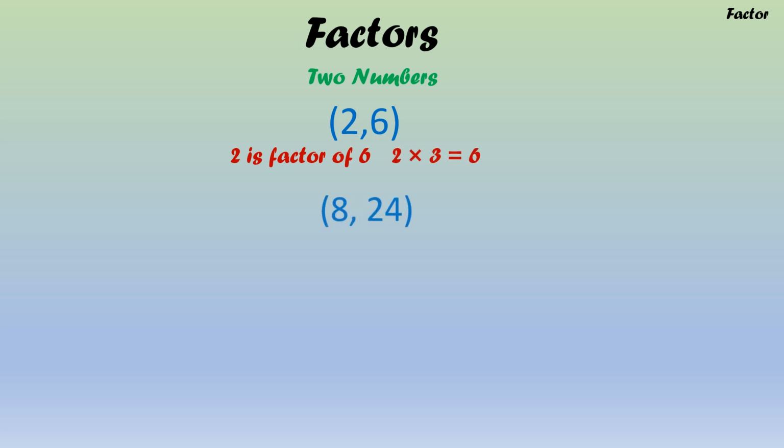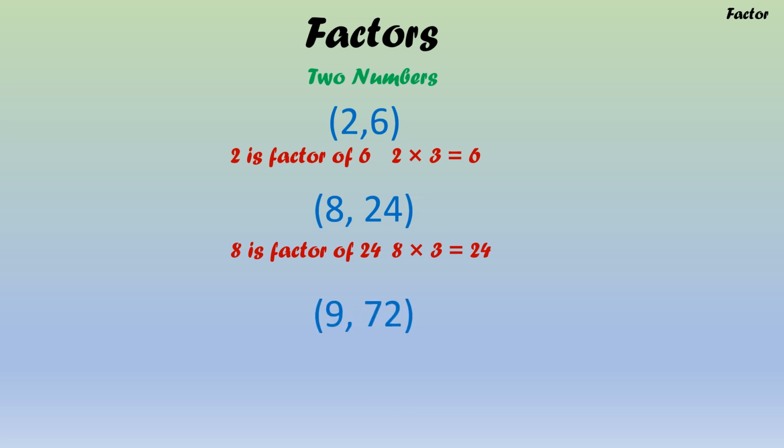Let's take another example, 8 and 24. Which one is the factor of the other, 8 or 24? 8 is a factor of 24, since 8 times 3 is equal to 24. Another example, 9 and 72. Which one is the factor of the other, 9 or 72? For sure 9. 9 is a factor of 72, since 9 times 8 is equal to 72.